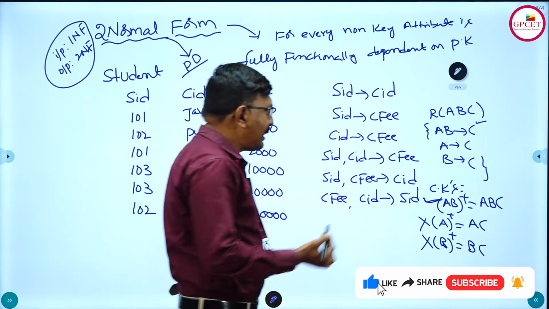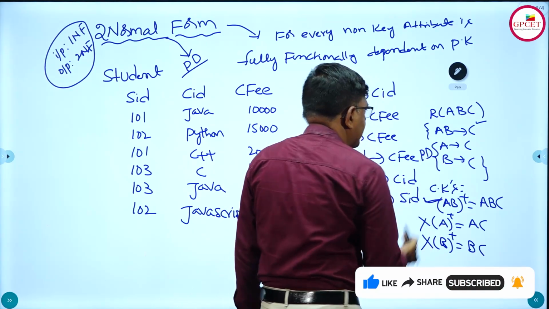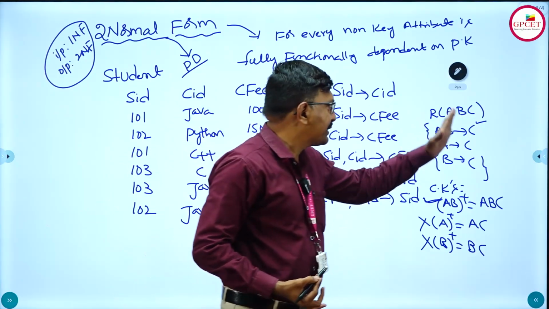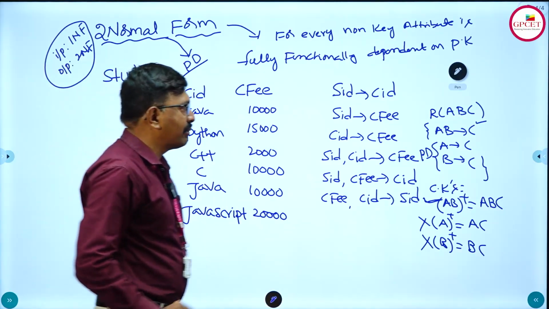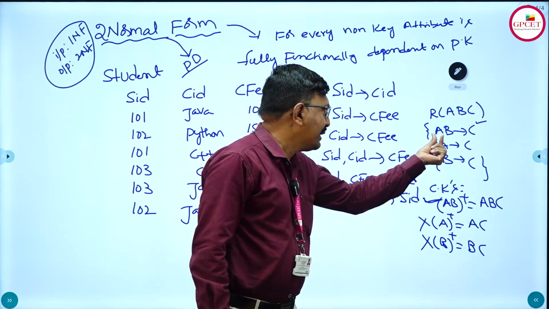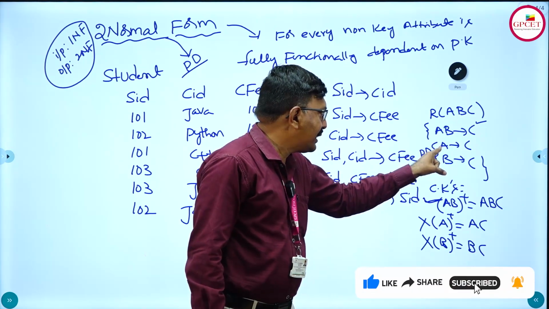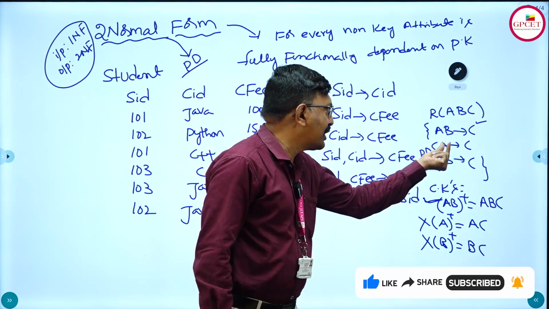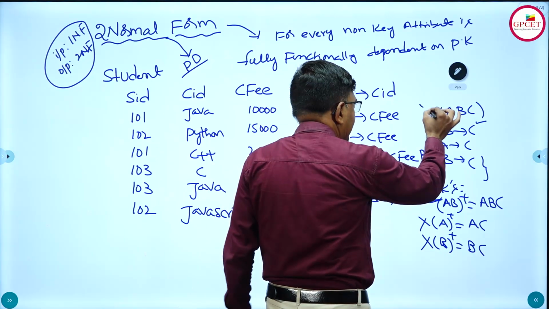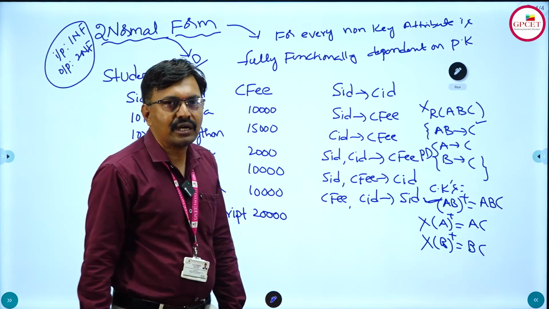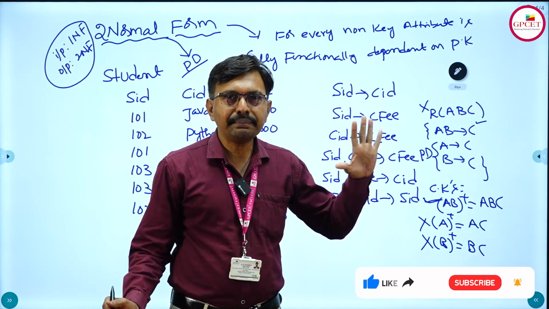Whereas A tends to C and B tends to C are partial dependencies, because they depend on a part of the candidate key. There is no partial dependency in second normal form. Observe here, AB tends to C is fully dependent on the primary key, but A tends to C and B tends to C depend on part of the primary key. That's why it is a partial dependency, and the given relation is not in second normal form. That's why you decompose it into two smaller relations.